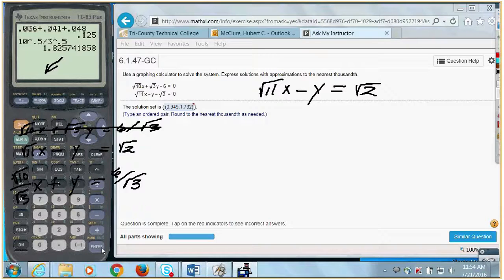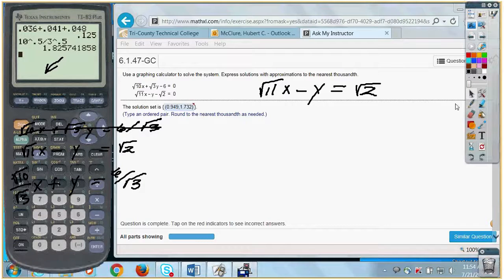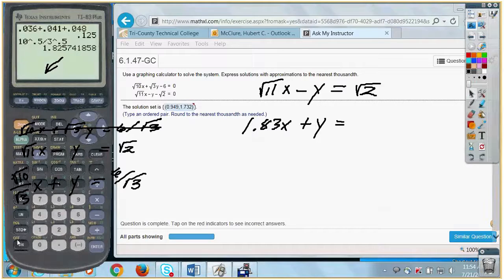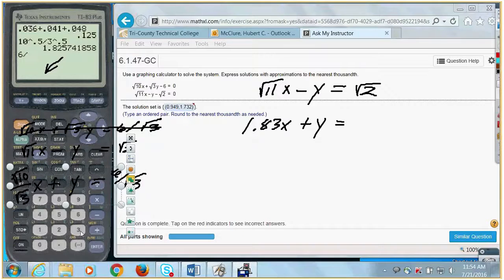That's equal to 1.83. So I'm going to go back over here, and I'm going to put 1.83x plus y is equal to, and 6 divided by the square root of 3. So I'm going to take 6 and divide it by 3 raised to the 0.5 power.